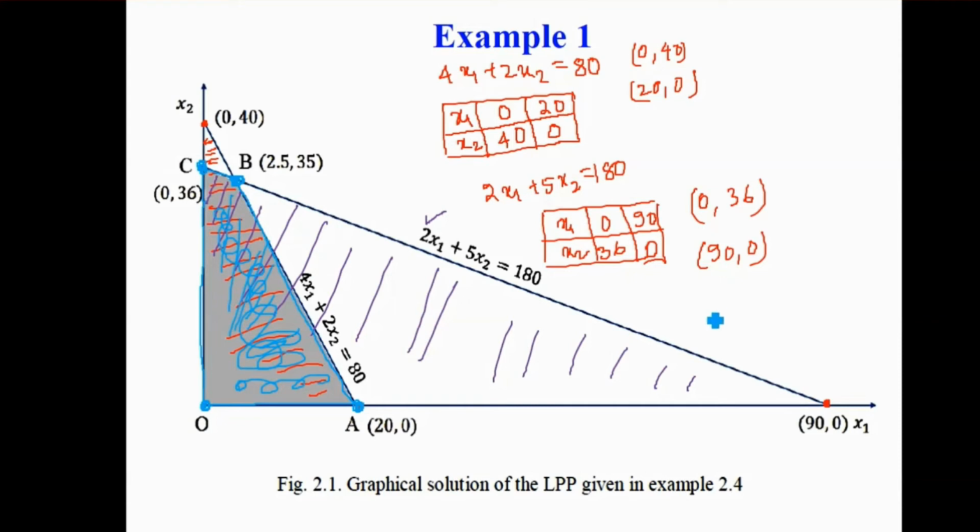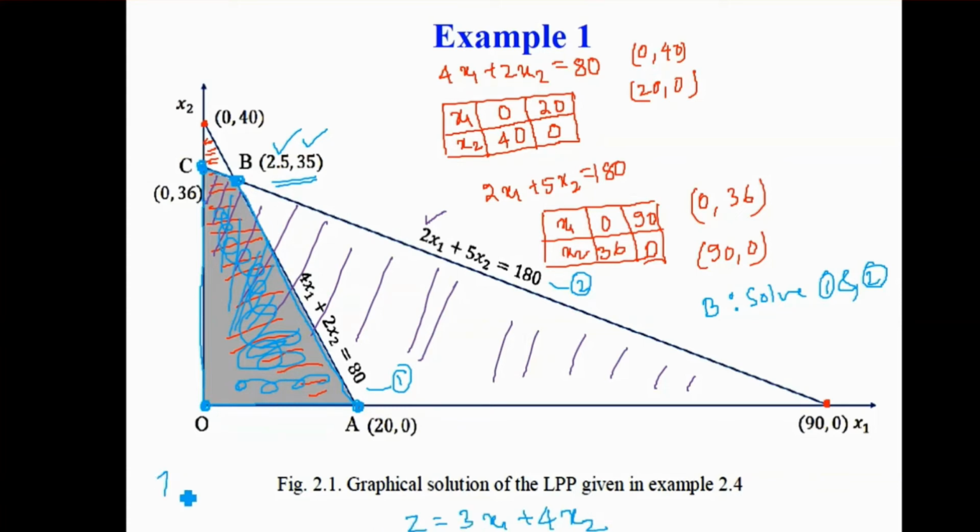For B we have to solve: if this is equation 1 and this is equation 2, we have to solve 1 and 2. After solving 1 and 2, whatever x1, x2 you get will be your B, and that will come as 2.5 and 35. Clear? So this is the point. The next task is the Z, which I think we had as 3x1 plus 4x2. Now we first have to find the Z value at O.